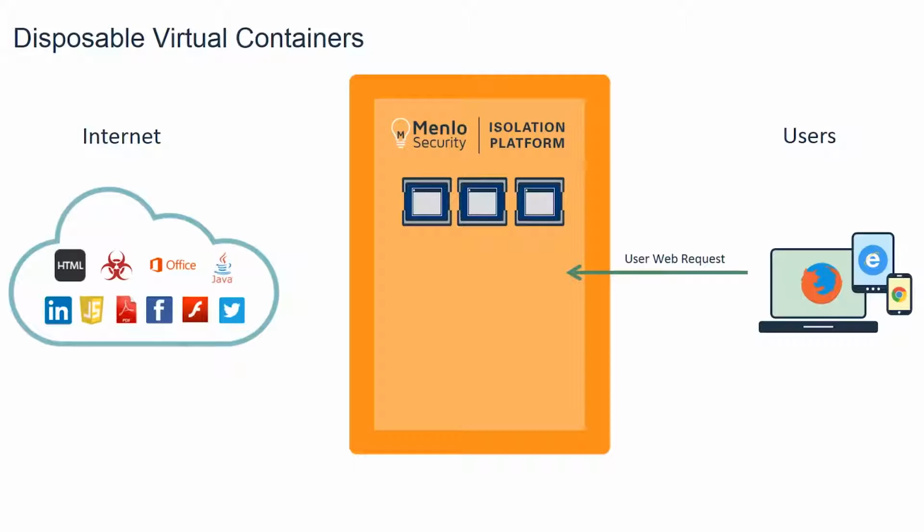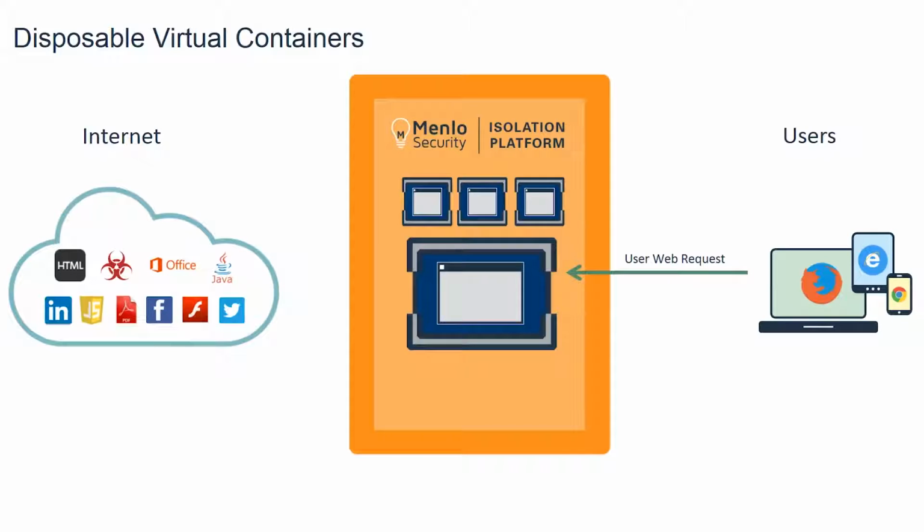For each request, the platform allocates an unused container called a disposable virtual container from a pool. Each container starts off with a clean OS and a clean browser. Since the containers are already spun up and ready to go, there's effectively no latency involved. The isolated browser fetches the content from the website and fully executes it inside the container. Only the visual elements and the rendering information is delivered to the user's browser on their own device, free of any malware.